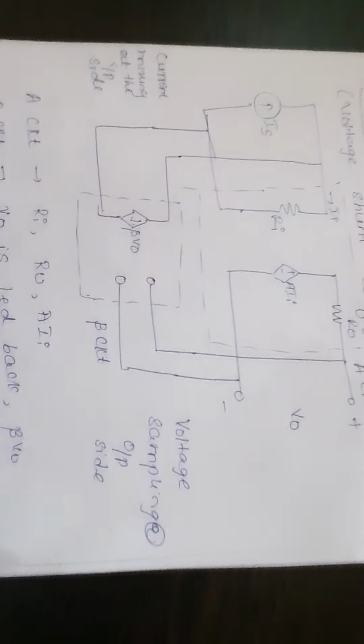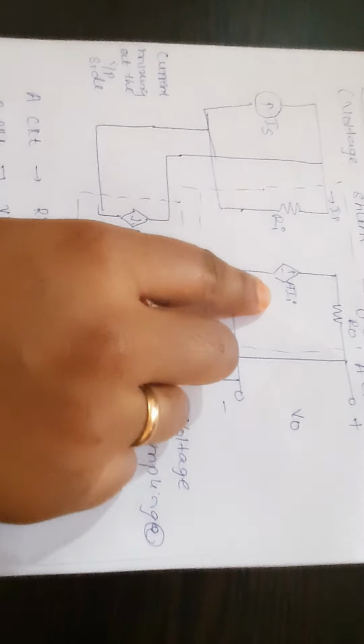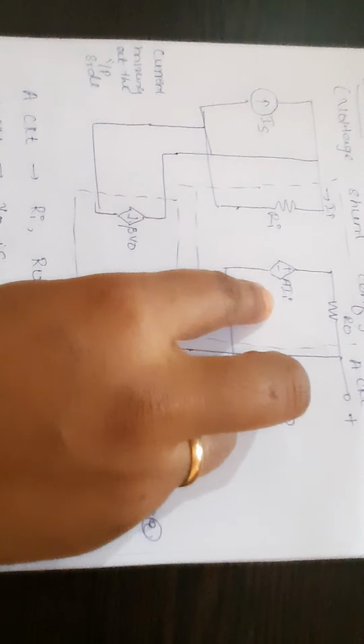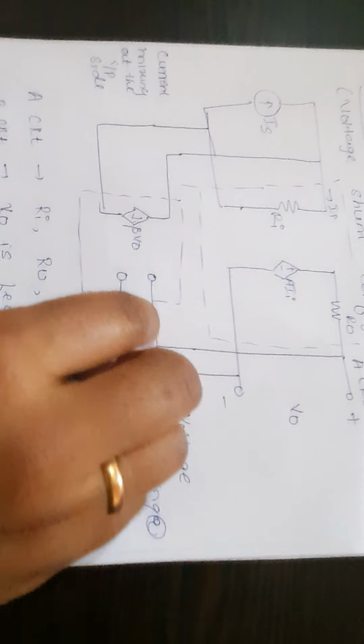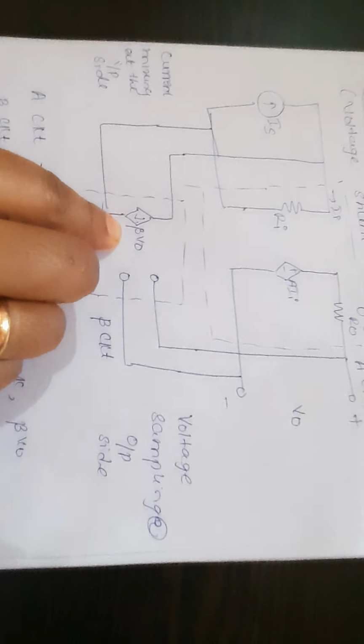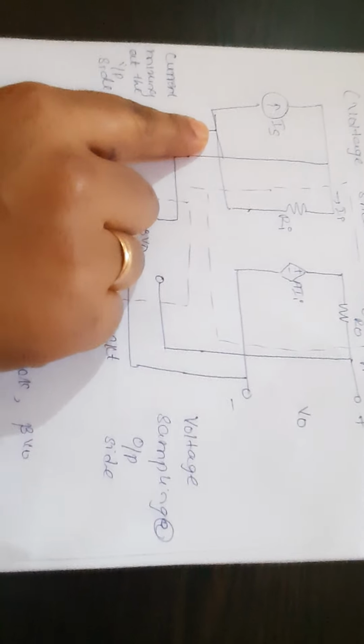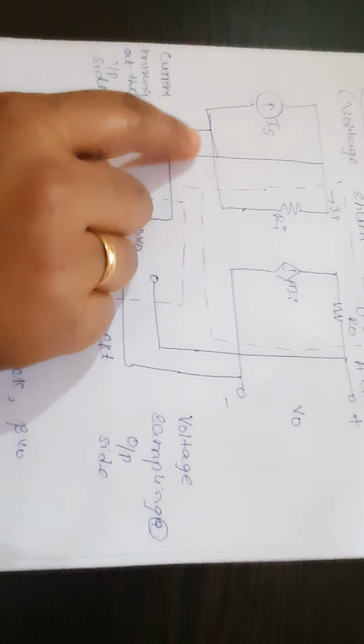So how should the explanation be? While writing, you should say the A circuit consists of Ri, R0, Aii. The beta circuit consists of the output voltage V0 being fed back to beta V0, and we will have the feedback voltage. Now we need to find out AF, RIF, ROF.